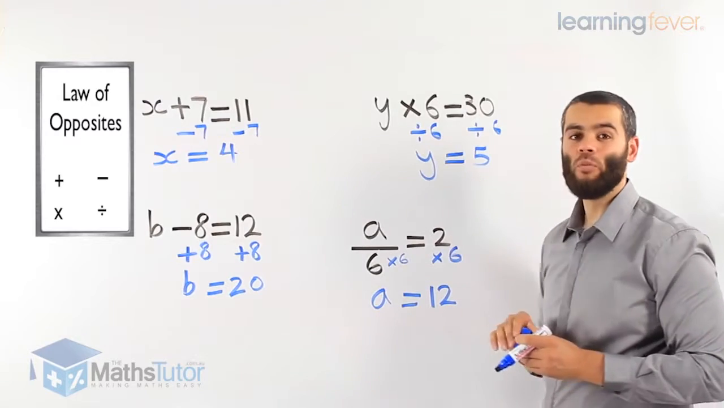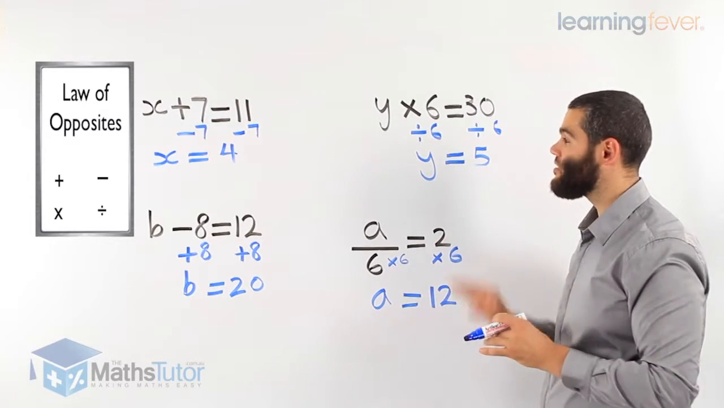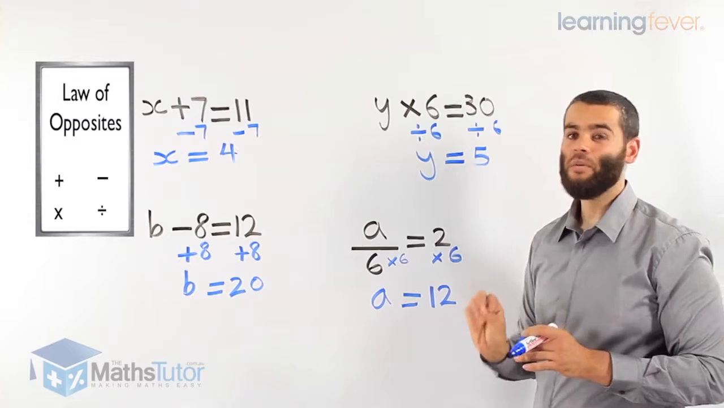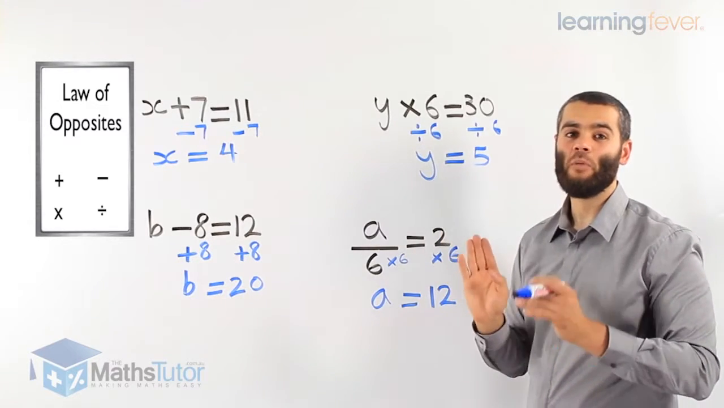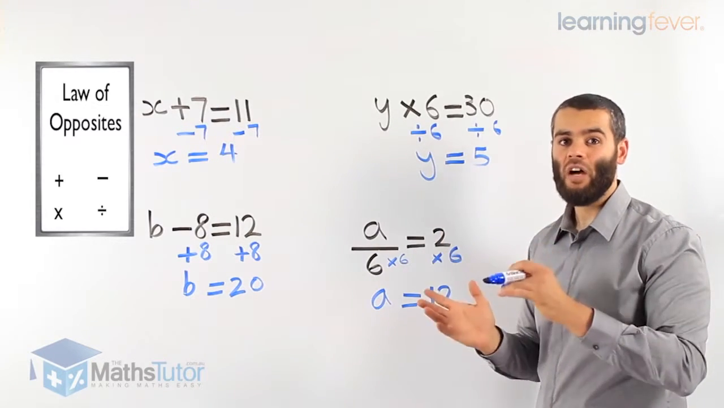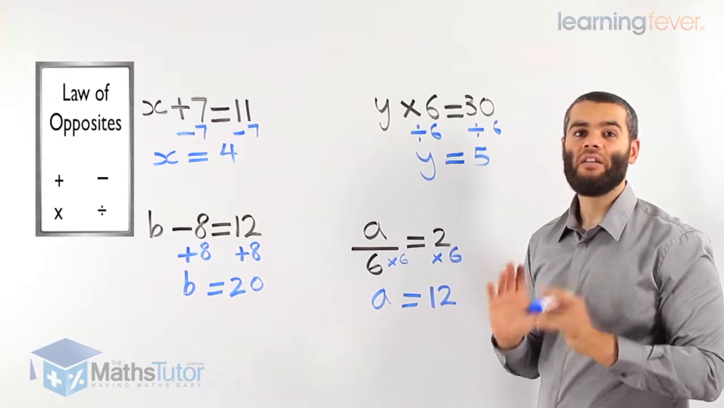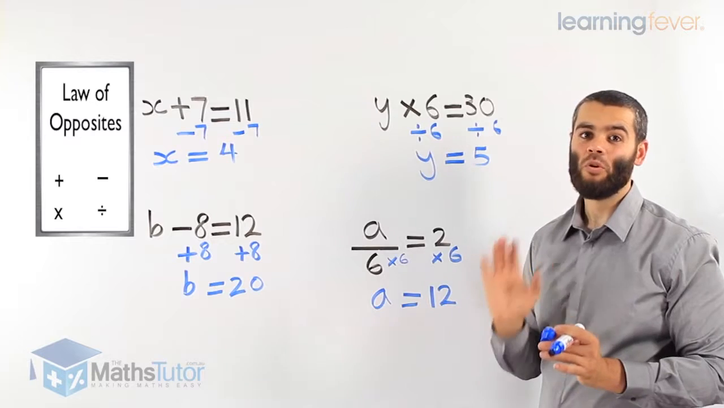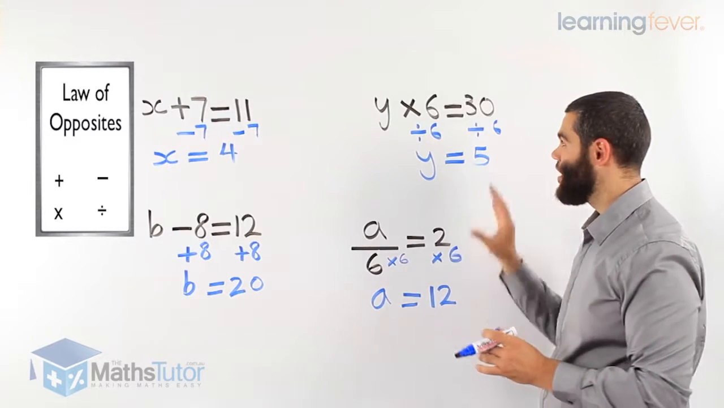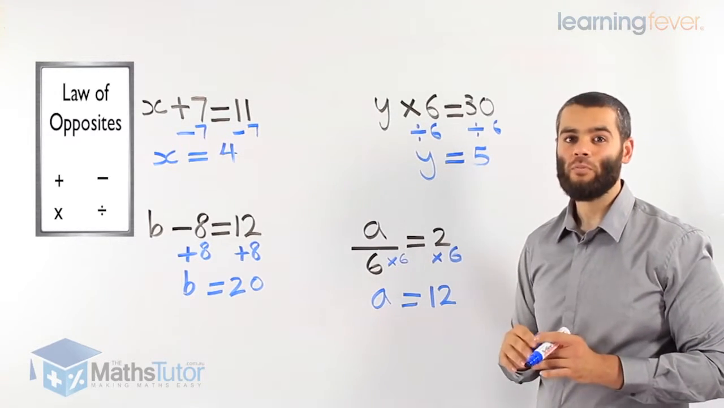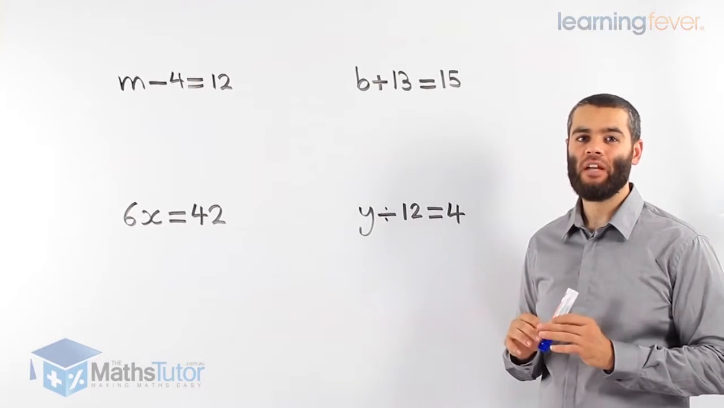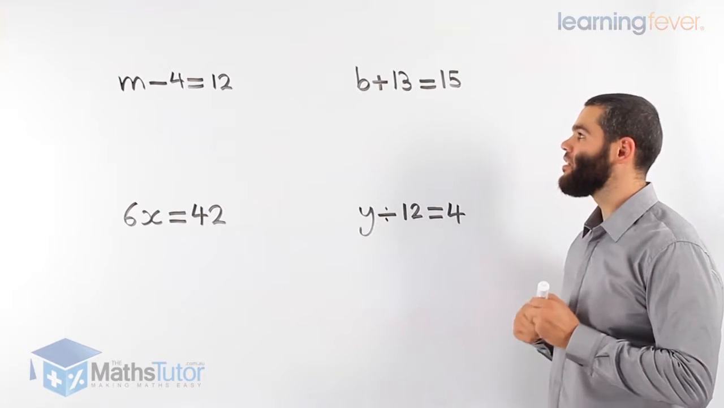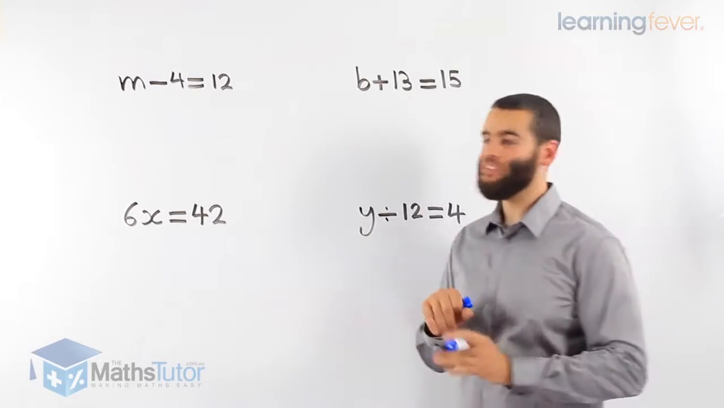These are one-step equations. We're going to do a couple more to get the hang of it. As you can see, the law of opposites. Always remember, the opposite of minus is plus. The opposite of plus is minus. The opposite of times is divide. The opposite of divide is times. You understand that? No matter how big the equation is, you'll always get it right if you follow the process. Let's do a few more examples and you'll get it perfect after these. Let's get started. Law of opposites.